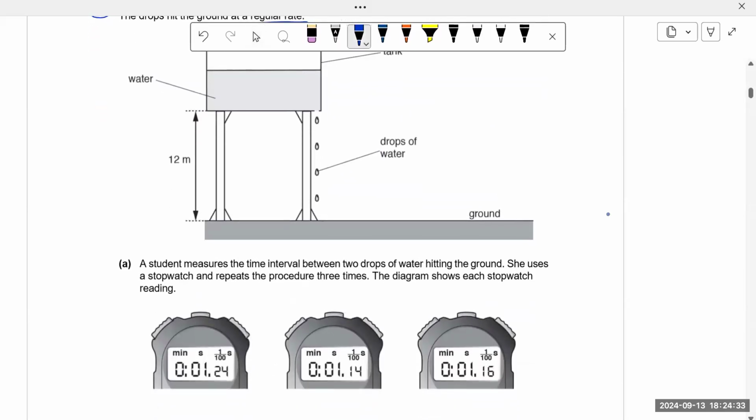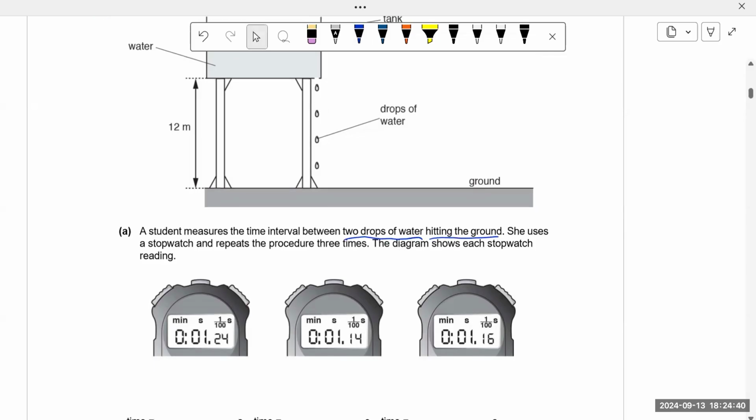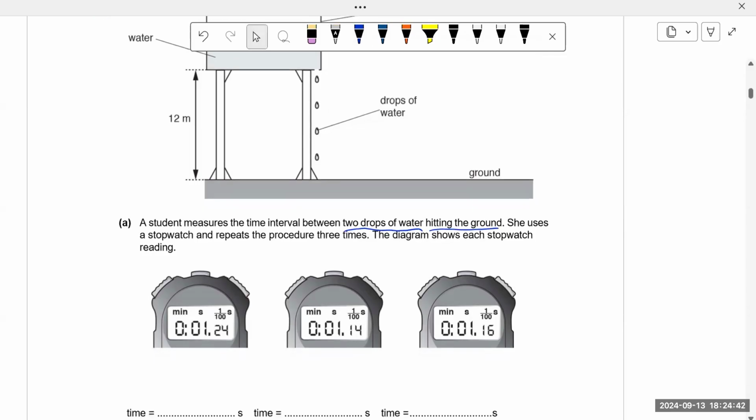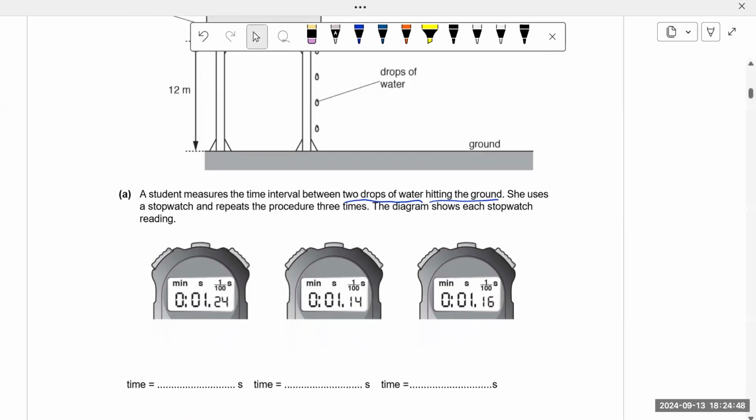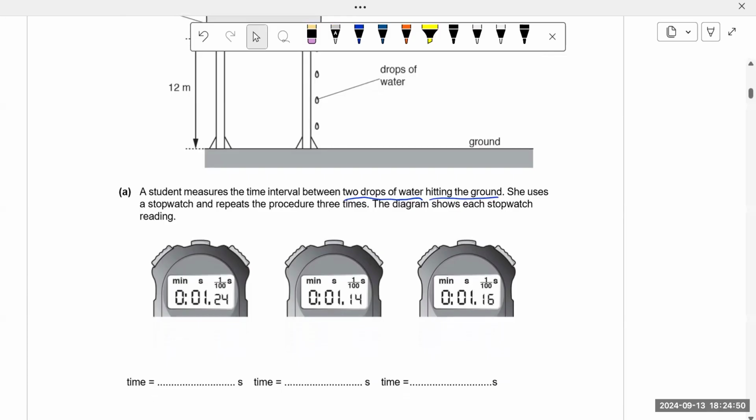Okay, so what is the question? A student measures the time interval between 2 drops of water hitting the ground. She uses a stopwatch and repeats the procedure 3 times. Okay, why did she repeat it 3 times? We know because it needs to be accurate, as accurate as possible. So she repeats it 3 times.